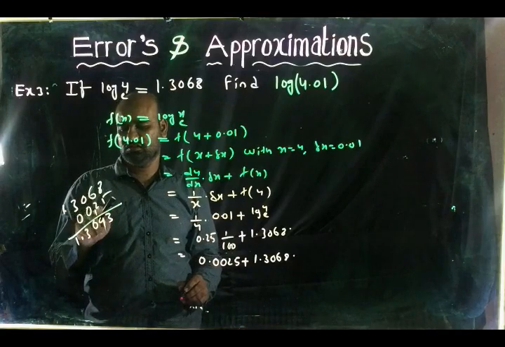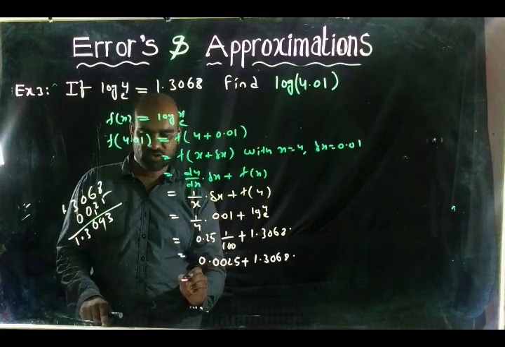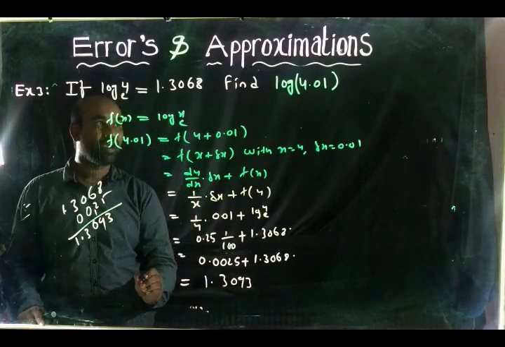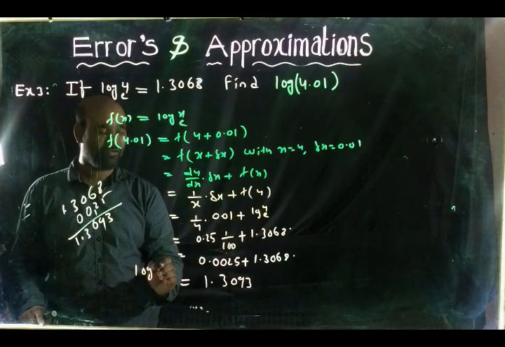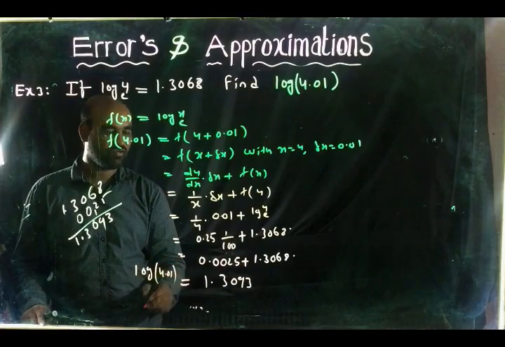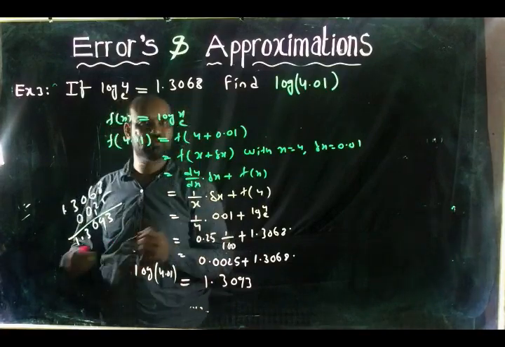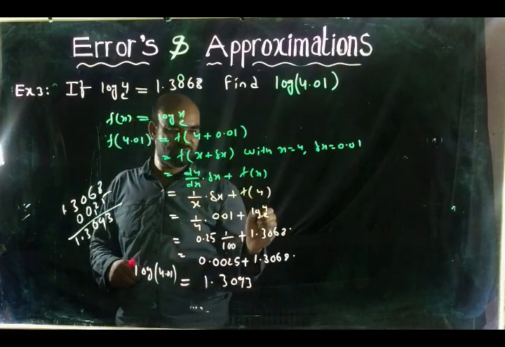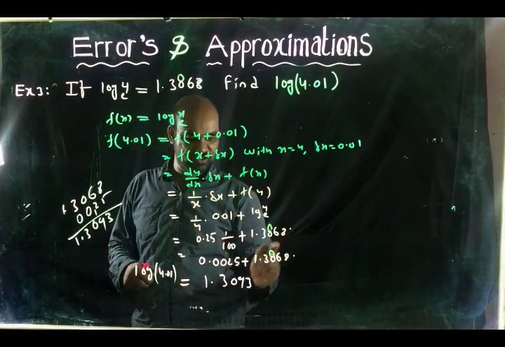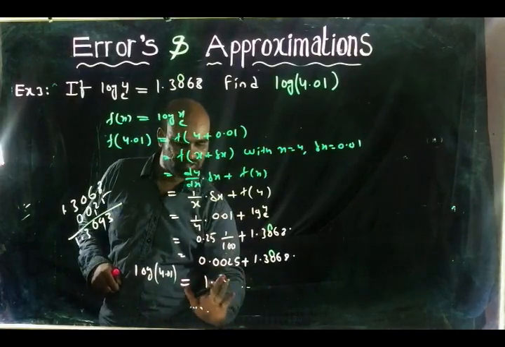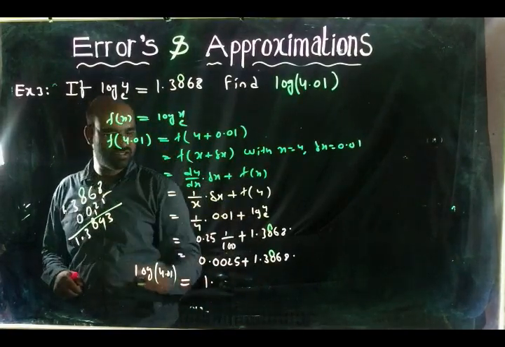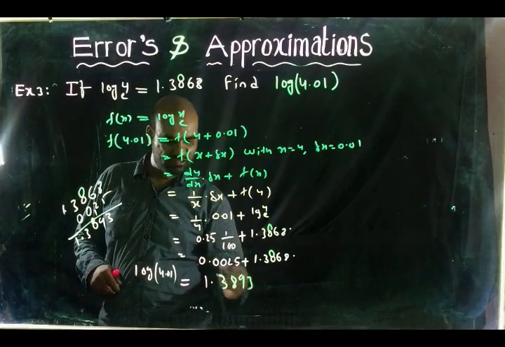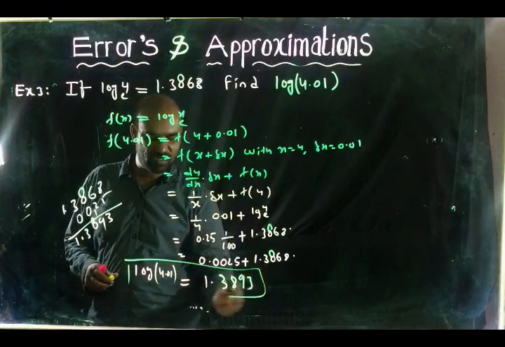Okay, correct only. 2, 3, 9. Okay, so what did you get? 1.093. This is the value of logarithm of 4.01. So actually here given 1.38. Here 8. So here something happens. Here 8. So what happened? 3, 8, 2.93. This is the value of logarithm of 4.